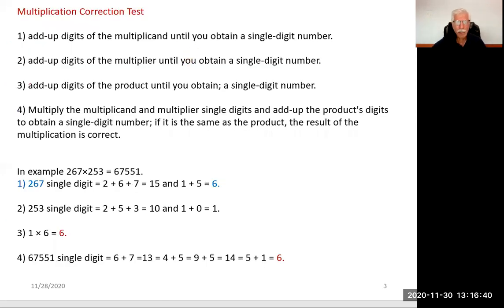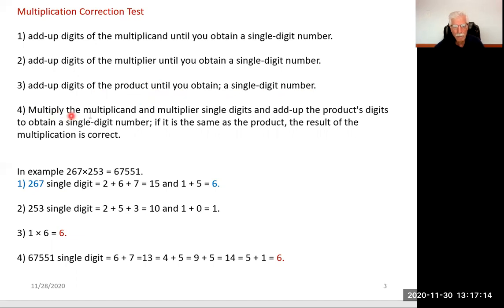Okay, this procedure is known as the multiplication correction test. We have 4 steps for the multiplication correction test. In the first step, we add up digits of the multiplicand until you obtain a single digit number. In the second step, add up digits of the multiplier until you obtain a single digit number. In the third step, add up digits of the product until you obtain a single digit number.